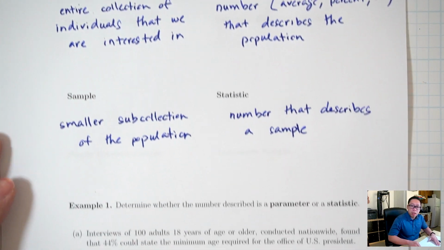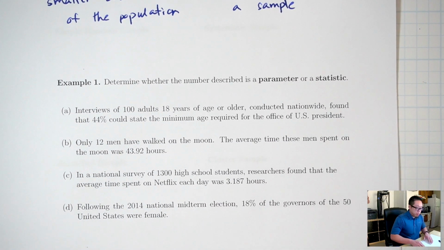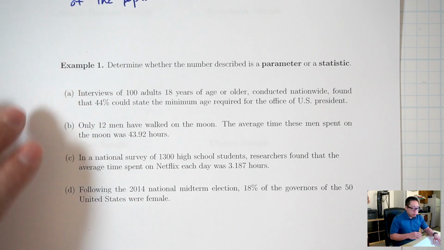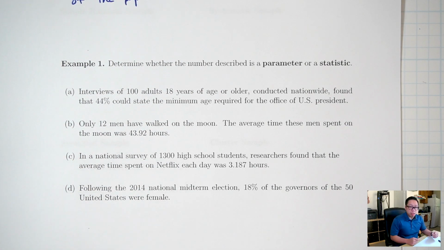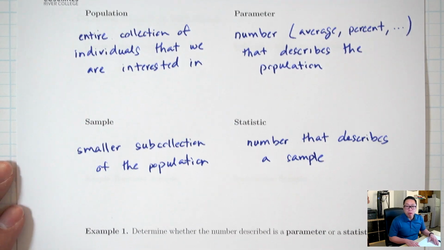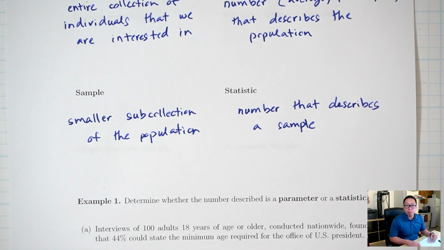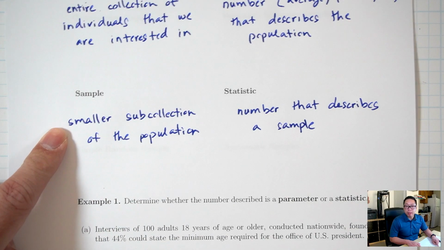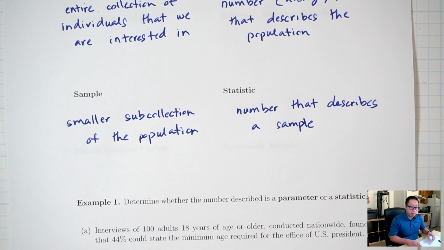So now let's take a look at example 1. Determine whether the number is a parameter or a statistic. We're deciding whether the number is calculated by asking everybody, in which case it's called a parameter, or did we get the number by asking a smaller sub-collection, a sample, which would make it a statistic.